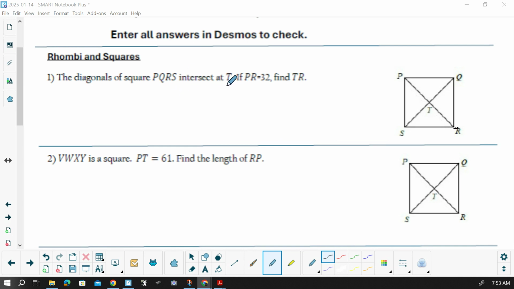Diagonals of a square. Square, we've talked about the properties of a square. PR is 32. PR is all the way across here, 32. It says find TR. That's this piece. Well, a diagonal is bisected, which means if the whole thing is 32, each of these sides would be 16, which means TR equals 16.